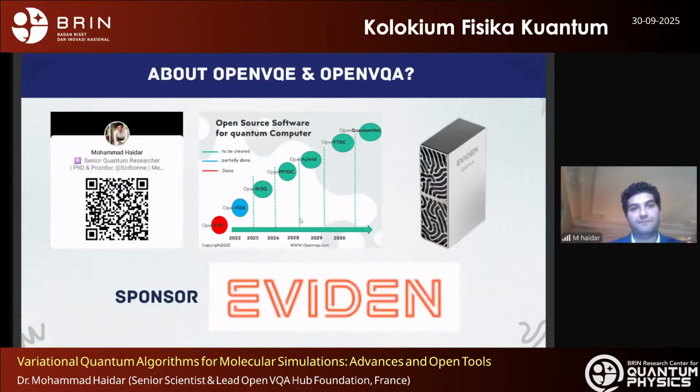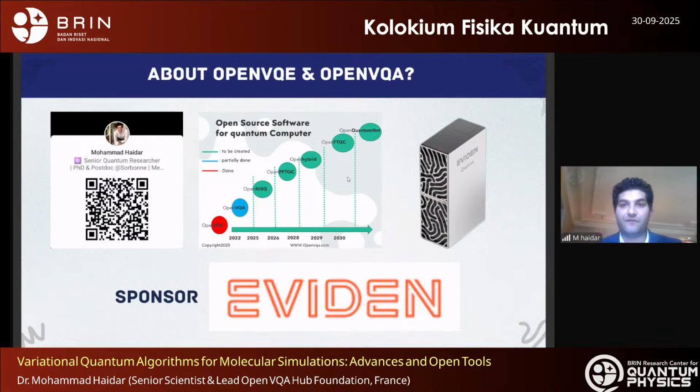So this is the roadmap. If you are interested, you can contact me, of course. And this is the roadmap of the open source. Now we are in the OpenVQA sector. As you have seen, we have a lot of variational quantum algorithms, so we need to add all of them in the package. And a lot of people are now working on it, thanks to them.